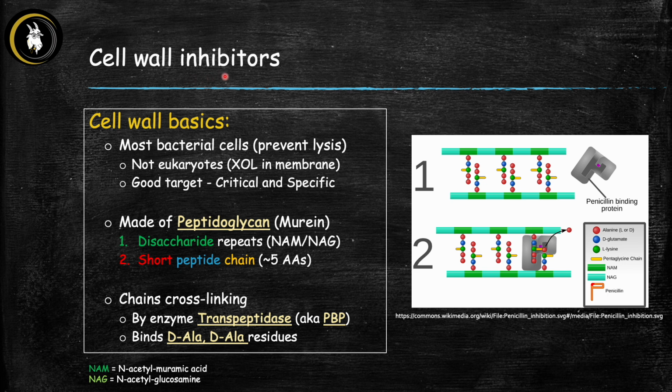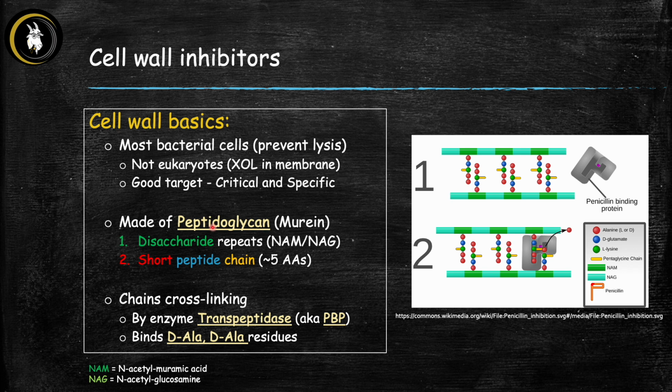All right, so since penicillins are cell wall inhibitors, let's start with a quick basic science review of the bacterial cell wall. So most bacteria have a cell wall. It's important for preventing them from getting lysed. Eukaryotic cells don't have or need it because we have cholesterol in our membrane. Therefore, this makes this a very good target as an antibiotic because it's critical and specific to bacteria.